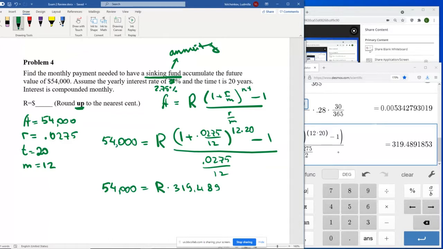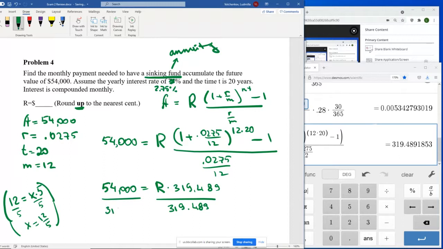So we solve the equation for R. So suppose we have an equation 12 equals x times 5. How do you solve this equation? You divide by 5 on the left and on the right and get x equals 12 over 5. Yes? So we do the same thing here. We solve for R, so we must divide by 319.489 on the left and on the right.